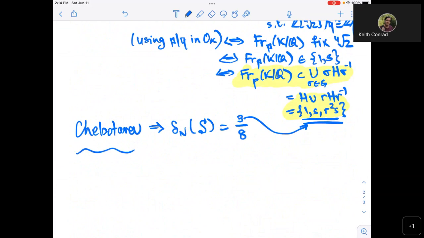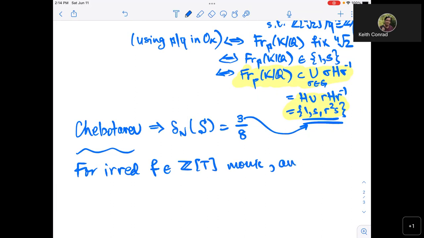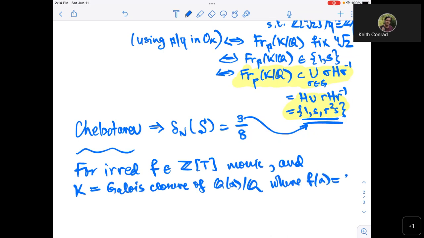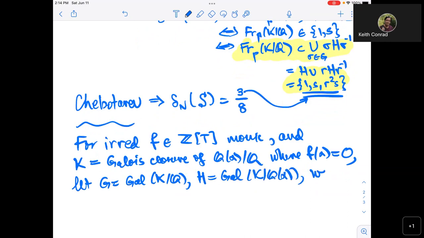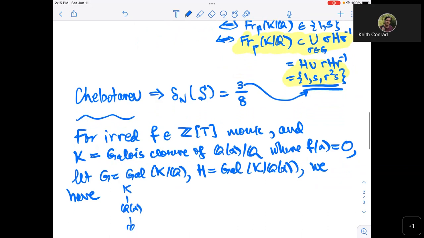And in fact, quite generally, for any irreducible polynomial with integer coefficients, monic, let's say, and K is the Galois closure, the splitting field of Q adjoin alpha over Q, the minimal Galois extension containing Q adjoin alpha, where alpha is a root. So this is like T to the fourth minus 2 and the fourth root of 2. If we let G be the Galois group and H be the group corresponding to that field Q adjoin alpha, so we have the diagram K contains Q(alpha) contains Q, and G contains H contains the identity.